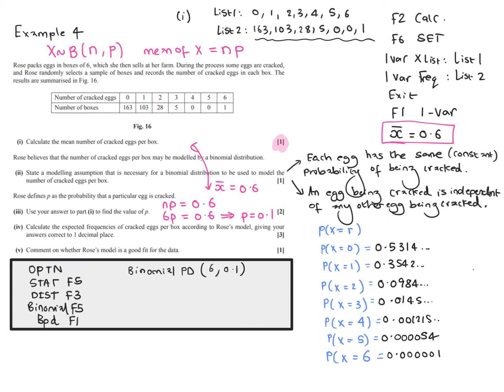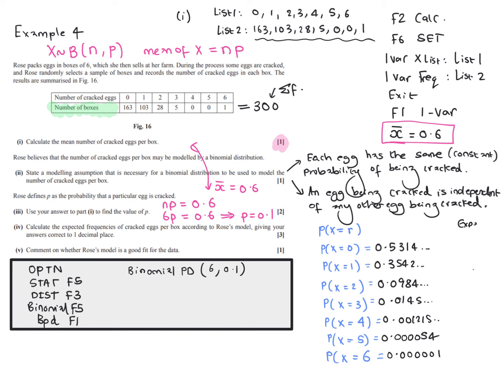Now, how do we convert these probabilities into expected number of boxes containing this many cracked eggs? Well, if we go back to the total number of boxes here, we can work out the total number of boxes overall. So if we add together the number of boxes in this row here, we'll find that the total frequency is 300. So the sum of the frequencies is 300. So how do we convert these probabilities into expected frequencies? We need to multiply each of these by 300.